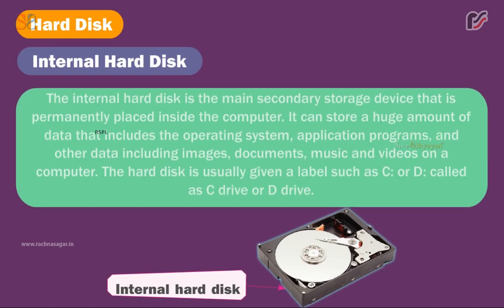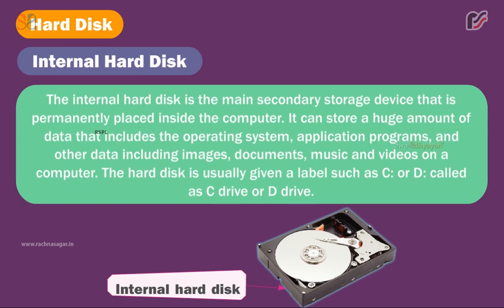Internal hard disk. The internal hard disk is the main secondary storage device that is permanently placed inside the computer. It can store a huge amount of data that includes the operating system, application programs, and other data including images, documents, music, and videos on a computer. The hard disk is usually given a label such as C or D, called C drive or D drive.